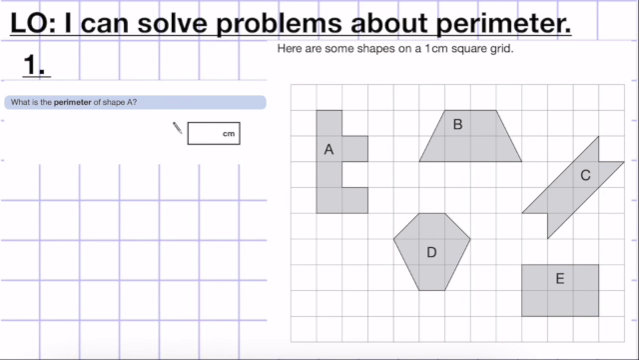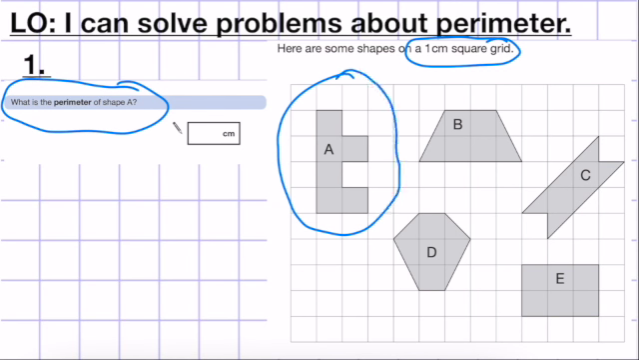So, LO, I can solve problems about perimeter. Number 1. Here are some shapes on a 1 centimeter grid. So it's telling us that on this grid, each of these squares here, each one is 1 centimeter. And the question is, what is the perimeter of shape A? Here is shape A. So we know that each grid is 1 centimeter. So what is the perimeter of shape A? Hit pause, work it out, and then we will go through it together.